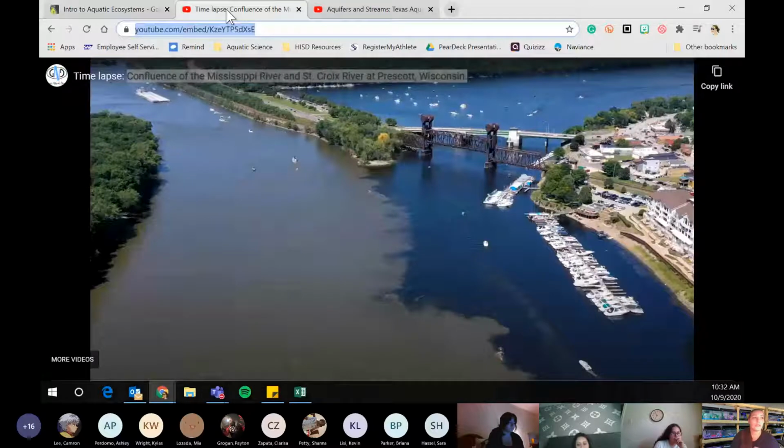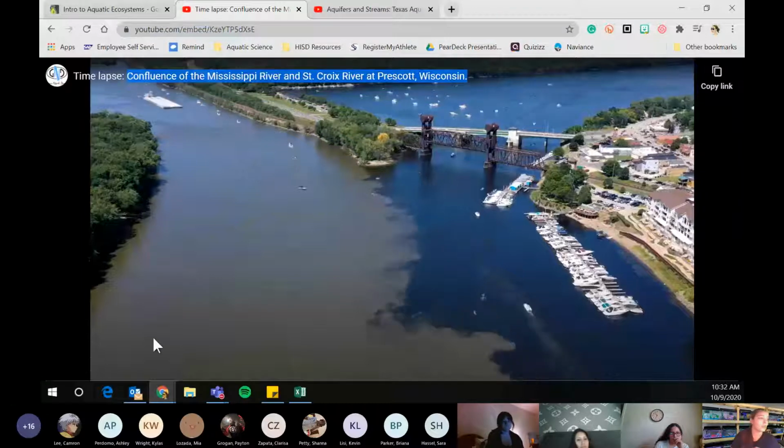I'm going to show you a video. It's called The Confluence of the Mississippi River and the St. Croix River at Prescott, Wisconsin. So this is where the Mississippi River meets the St. Croix River. And my question to you, which you will hold your answer for, is which side of this river where it meets is the Mississippi. I'm going to show you.